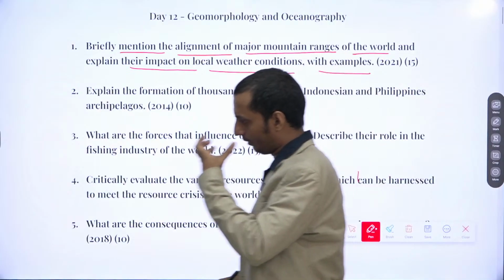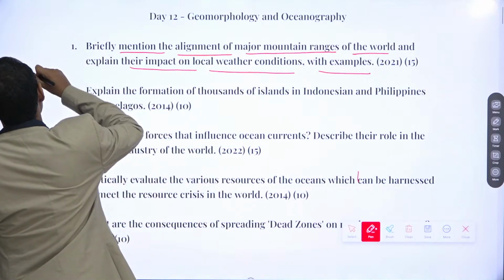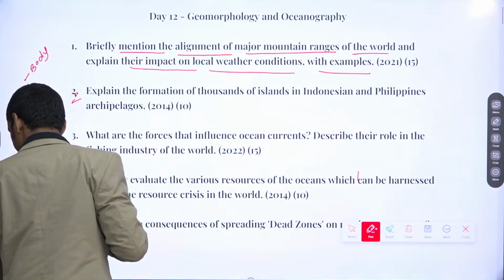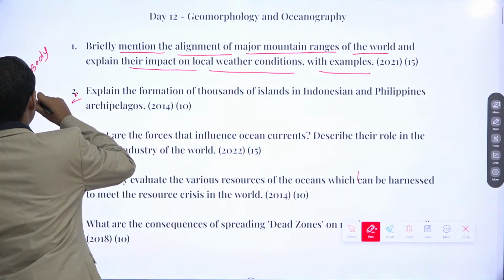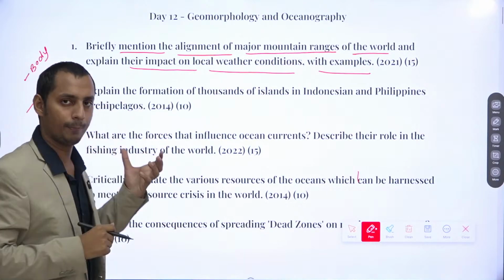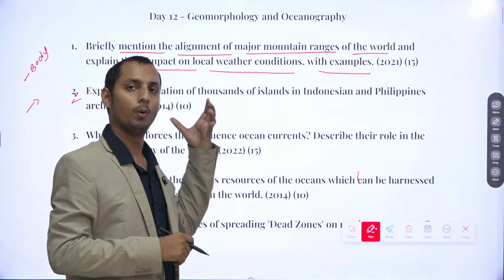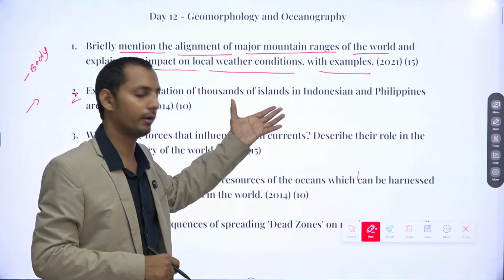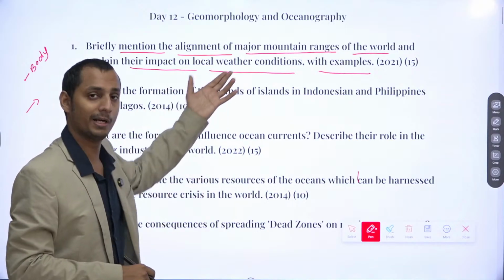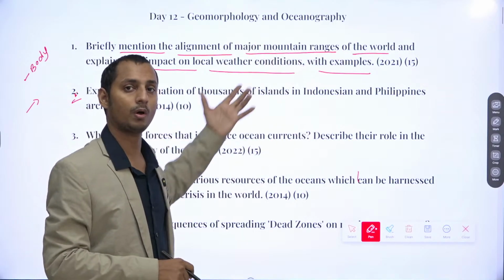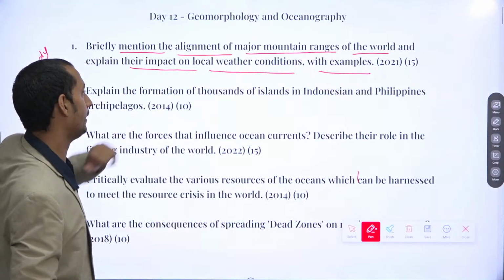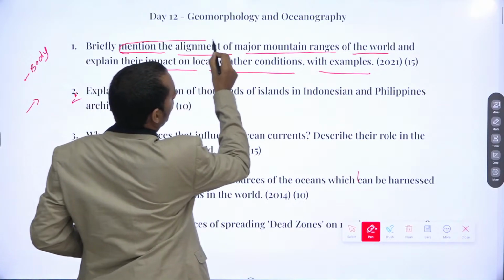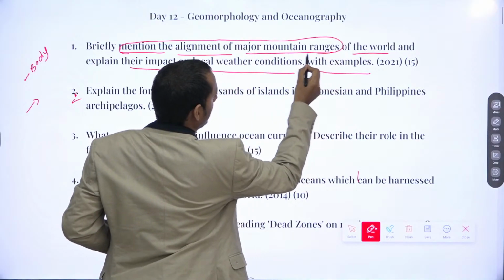And coming to the body part, since it's a 15-marker question, first draw a world map and mention the different mountain ranges. You can draw the world map and mention the Himalayas, the Andes, the Atlas, and try to mention all the other different mountain ranges. And then, what is the second body part? Mention the alignment of major mountain ranges would be the second body part.